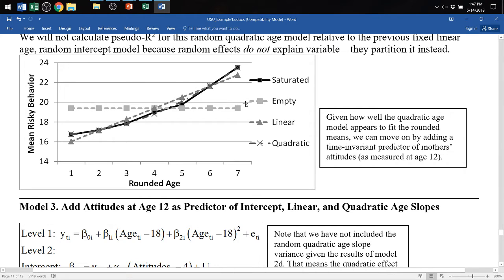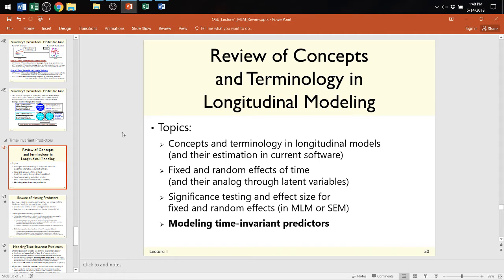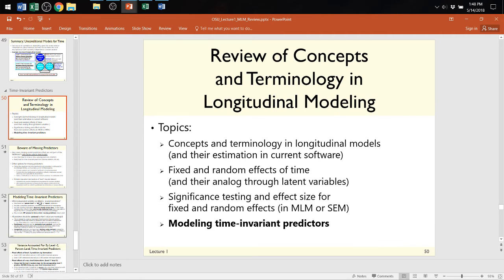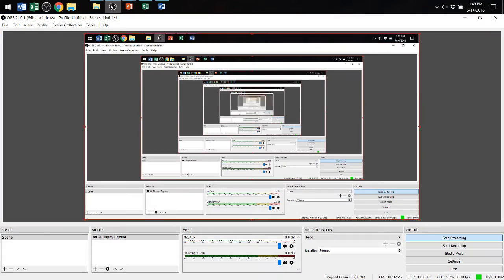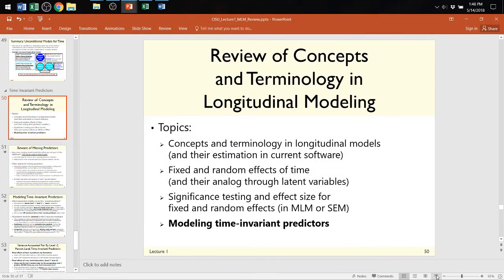So you want to talk predictors then? What do predictors do? Time-invariant predictors, and then we can move on to time-varying stuff. So, did I do that? Okay. So back to the slides then. Time-invariant predictors, slide 50.